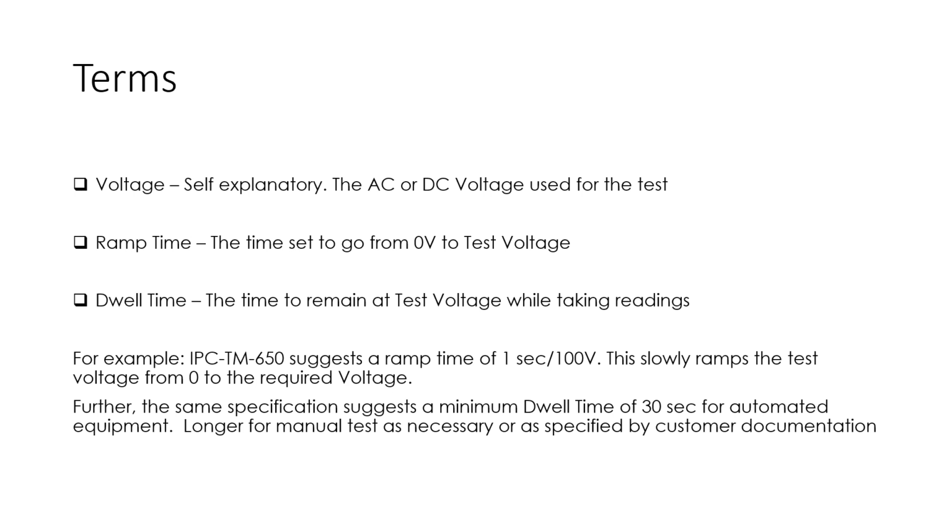The other thing is dwell time. This is the time that the test will remain at voltage, at the high voltage, and while taking readings. So we've gotten through the ramp time up to 1000 volts, and now we're going to hold that 1000 volts for the dwell time, and TM650 suggests we use a minimum of 30 seconds for automated equipment, longer for manual test as necessary or as specified by the customer documentation.